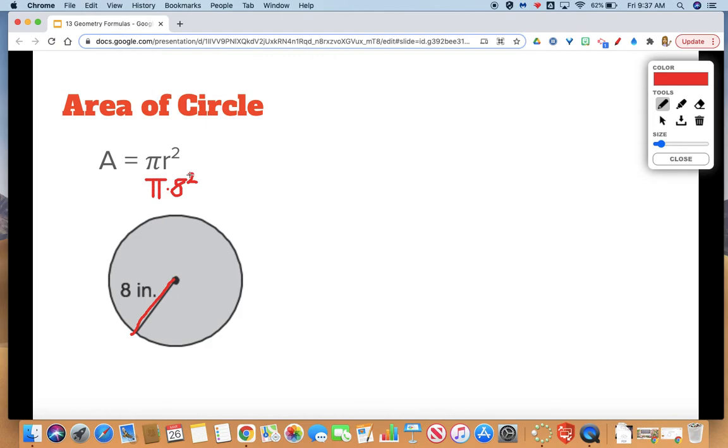Pi times 8 squared. You can use the caret button to square something, or there is an x squared that allows you to just square a number. When I plug that into my calculator, I'm getting 201.06, so I'll round that to 201.1 inches squared.